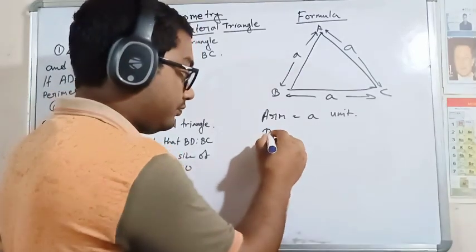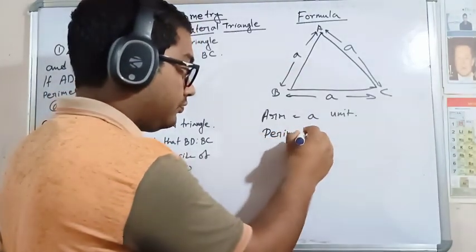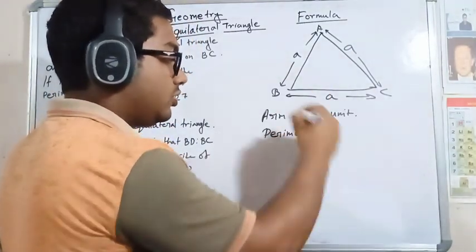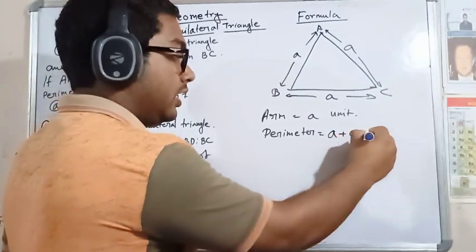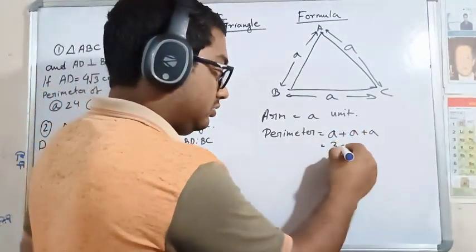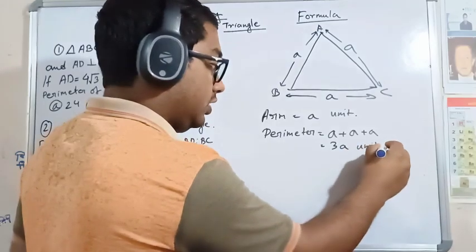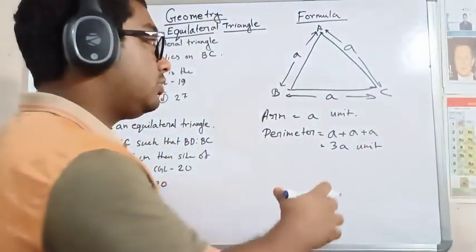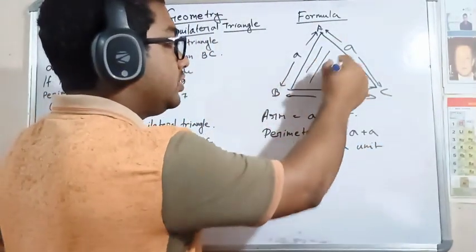So first of all, we're talking about the perimeter of this triangle. So the perimeter of this triangle is the addition of three arms, that means 3A units.